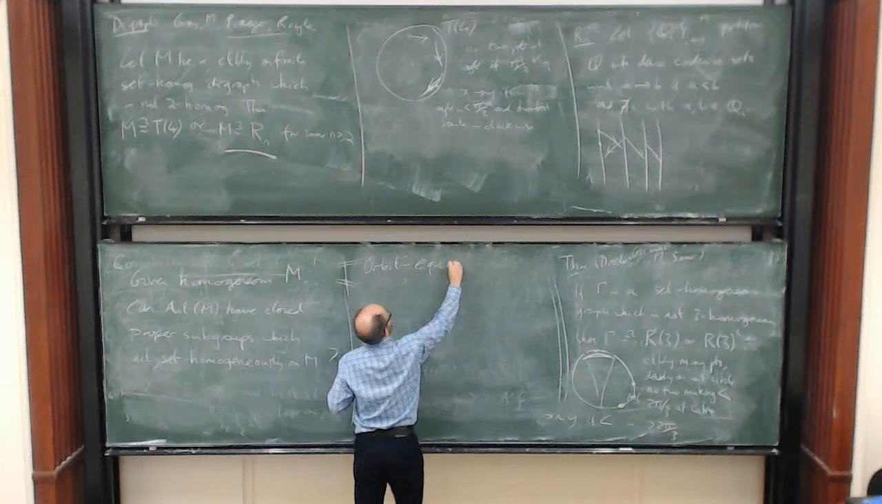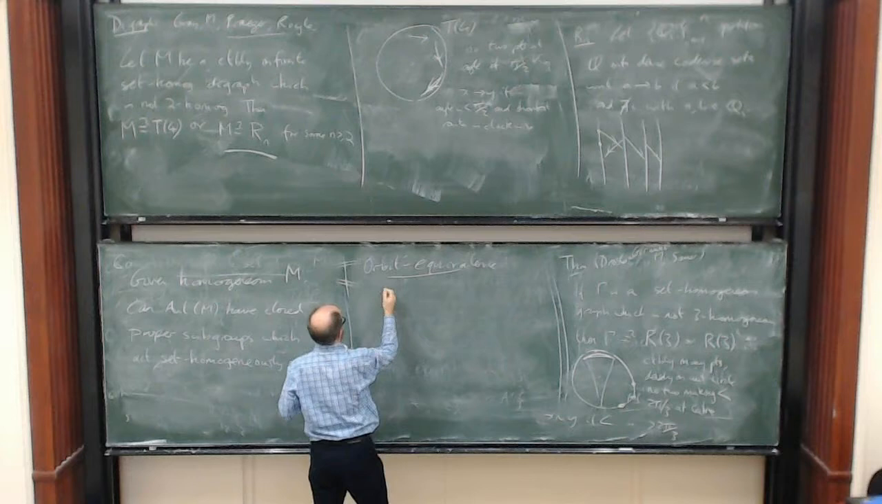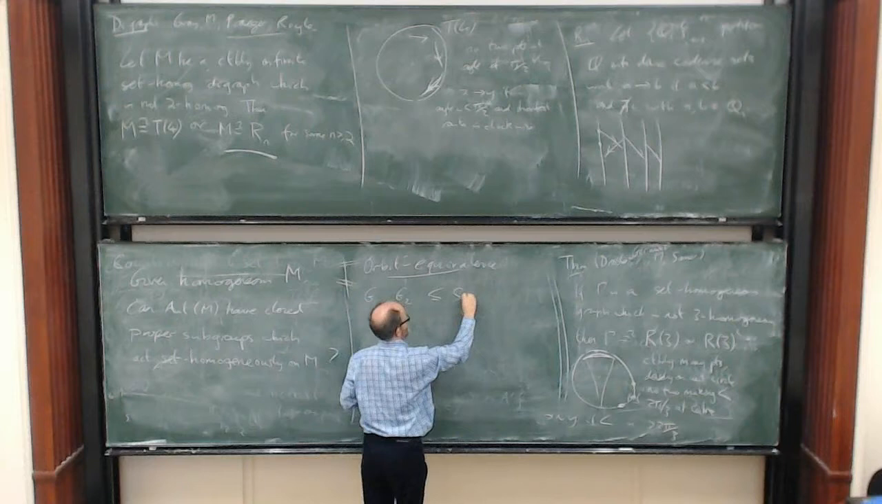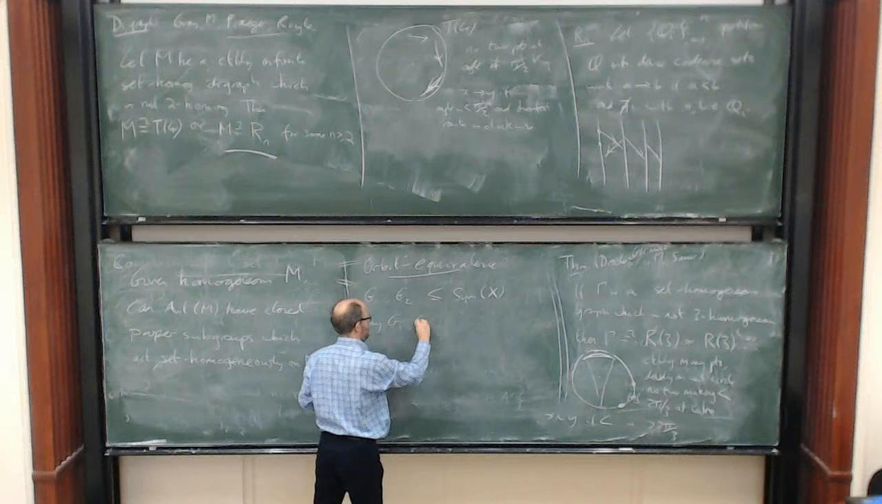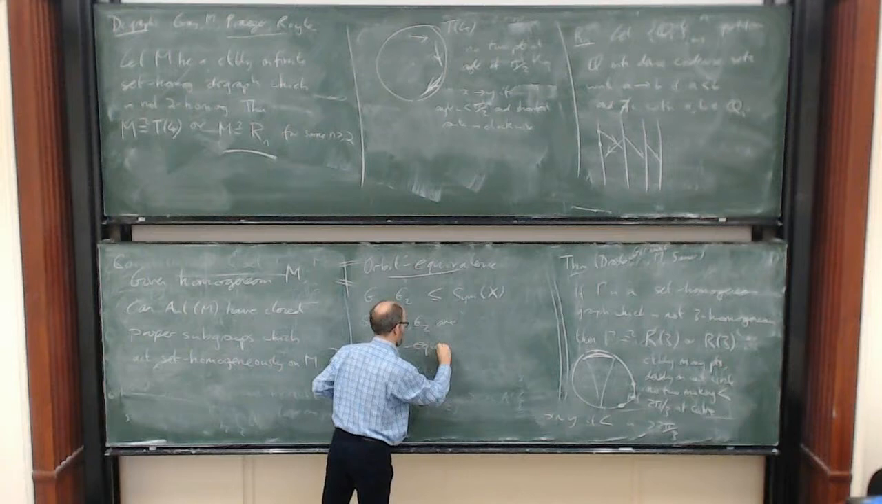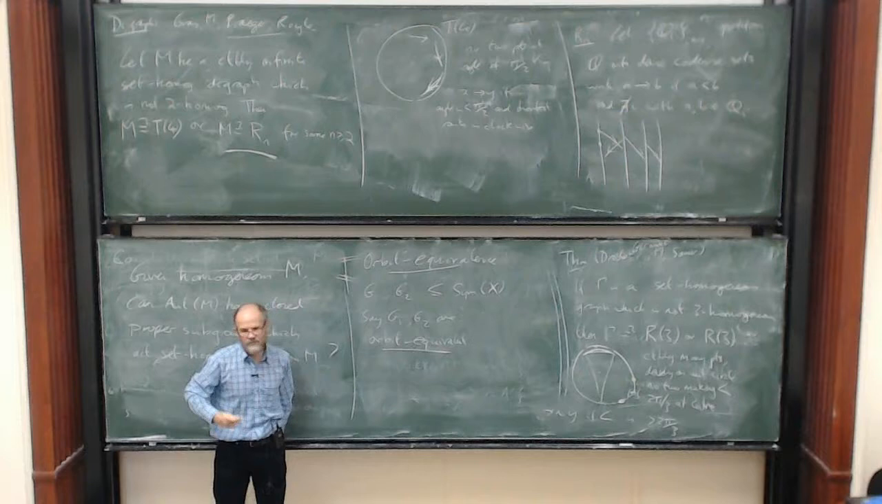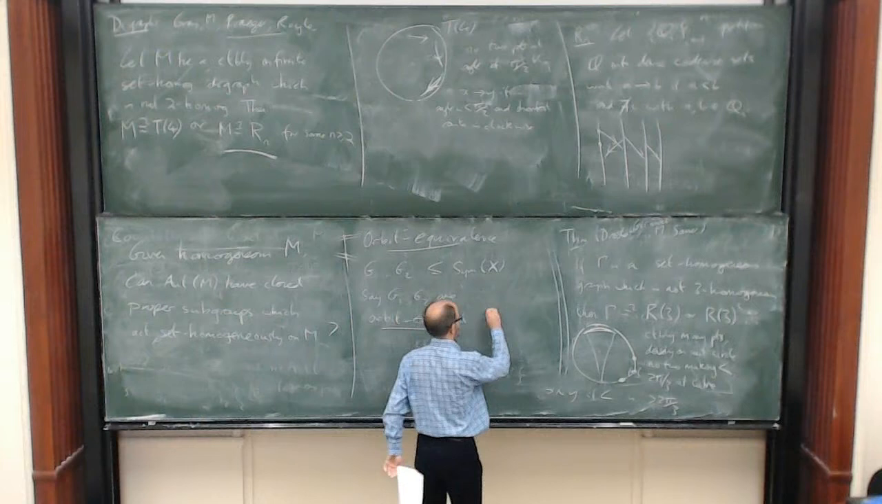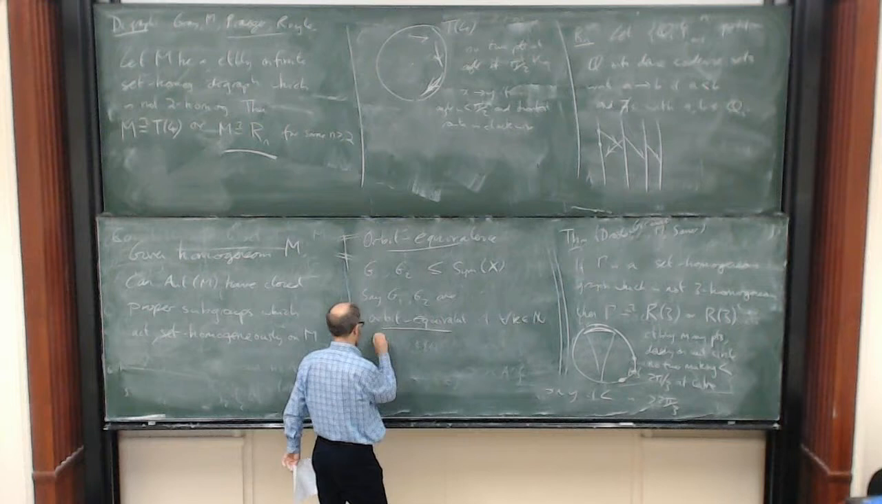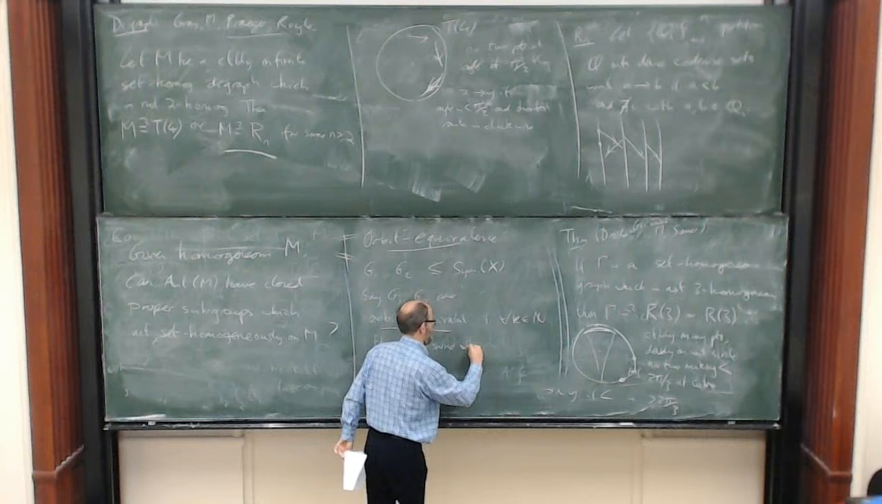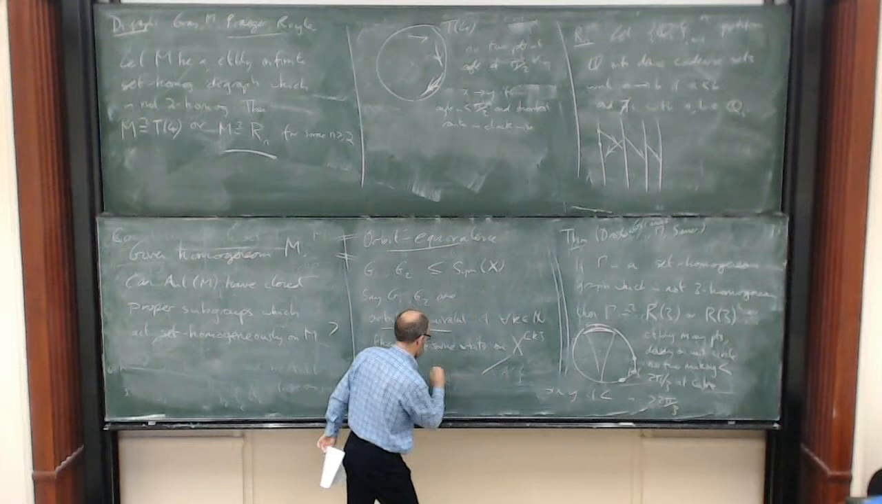So, say we're given G1, G2 acting on some given set X. We say G1 and G2 are orbit equivalent if for every k they have the same orbits on the collection of unordered k-element subsets of X. So, if for all finite k, they have the same orbits on X square bracket k, so unordered k-subsets.